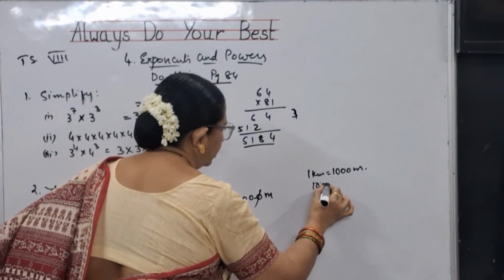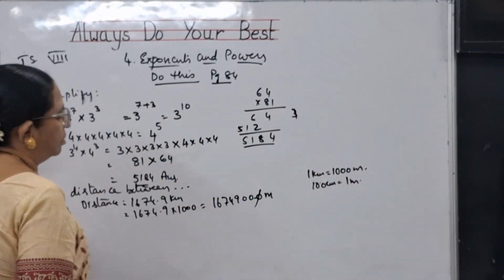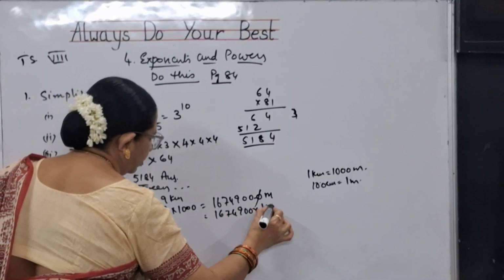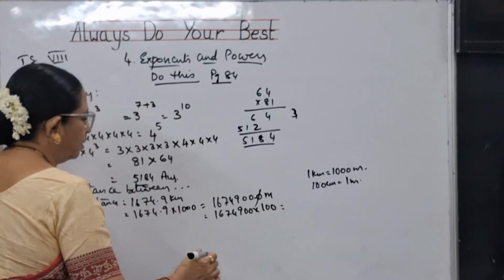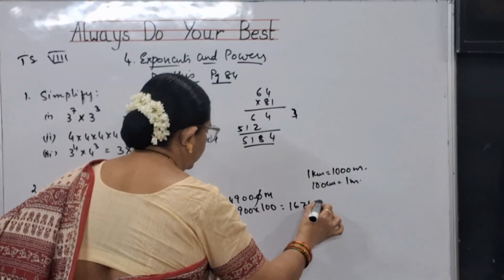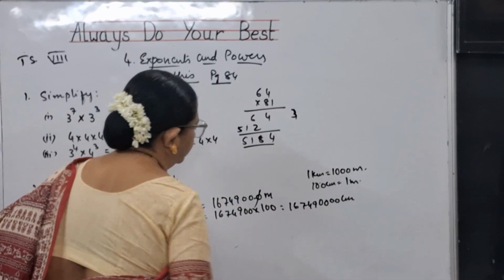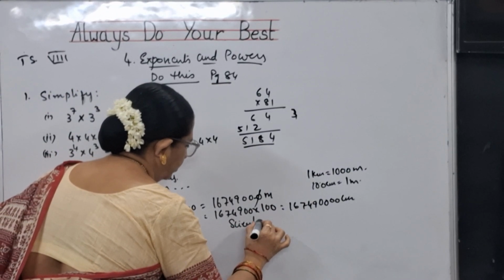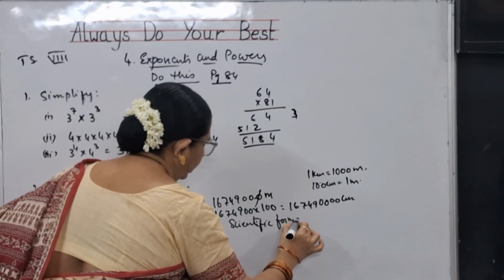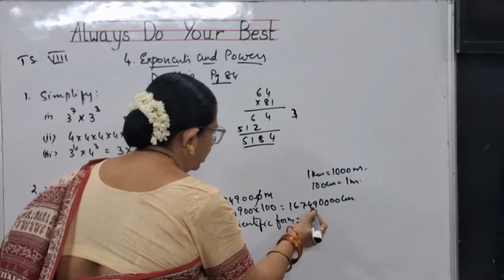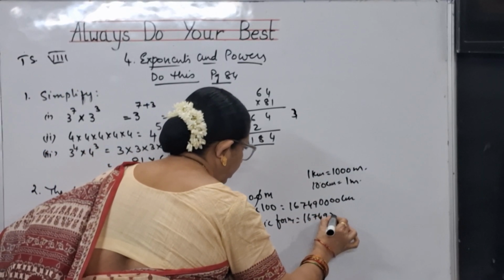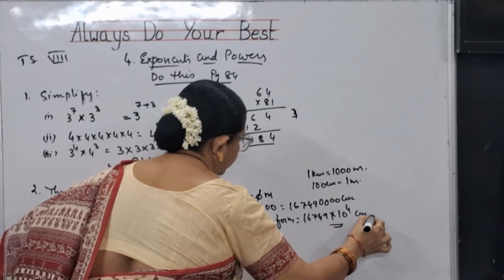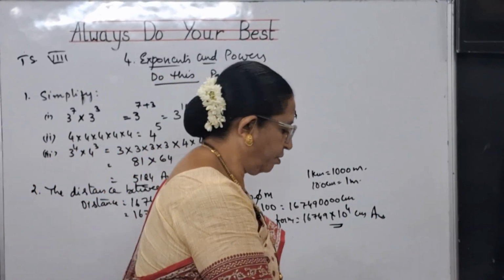We know that 100 centimeters will make 1 meter. So this, that is 1674900, should be multiplied by 100. So what are we getting? 167490000 centimeters. So this in scientific form. What is the scientific form? Scientific form is you have to write this number as it is, 16749 into 10 to the power of how many zeros are there? 4. 4 centimeters. This is the scientific way of expressing, children. Please copy it.